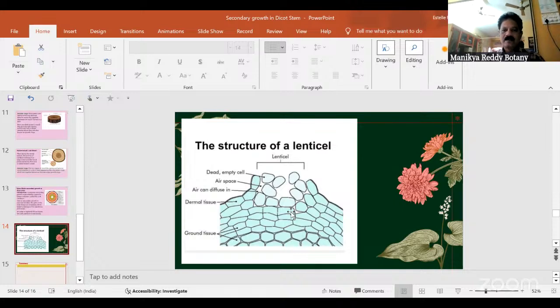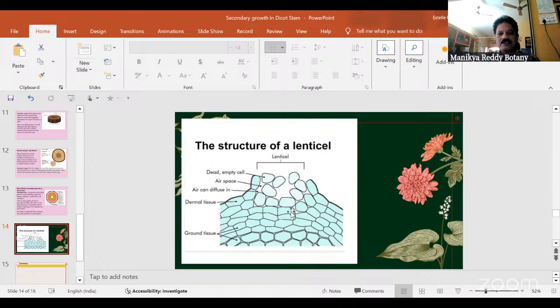I'll repeat once again. There is a new terminology. Don't get confused. Phelloderm, phellogen, phellem, together are known as periderm. Periderm is a protecting layer of secondary stems. Outside the cork cambium, there is cork tissue that is called phellem. Cork cambium is active, continuously forming new daughter cells towards the inside and outside.